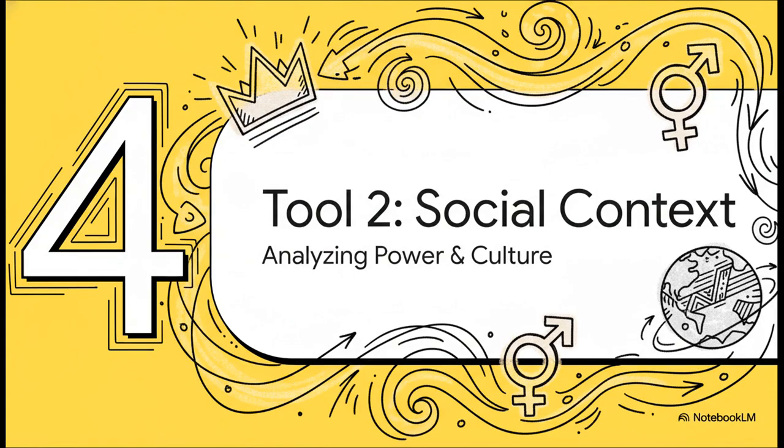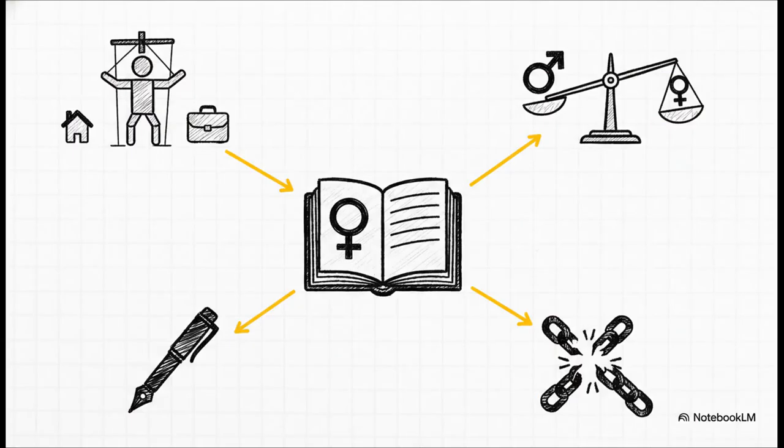Okay, tool number 2. So we've looked inside the text. Now we're going to zoom out and look at the world around it. These next approaches work from a simple idea. Texts aren't created in a vacuum. They are always shaped by the society they come from, by ideas about power, gender, and culture. So, when you're using a feminist lens, you want to show the examiner that you get these big ideas.